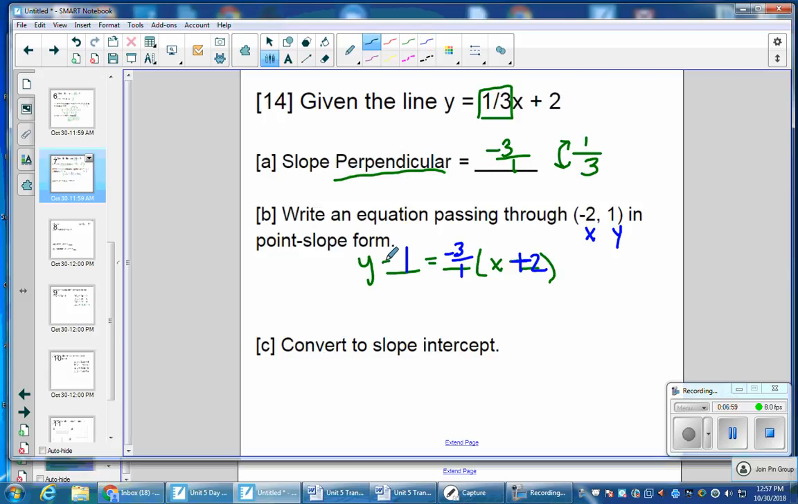And just like before, if you did not try this one on your own yet, try and distribute. If it's 3/1, you can basically ignore the 1 and just distribute that 3. So I get y minus 1 equals -3x minus 6. I add 1, I add 1. I get y equals -3x minus 5.